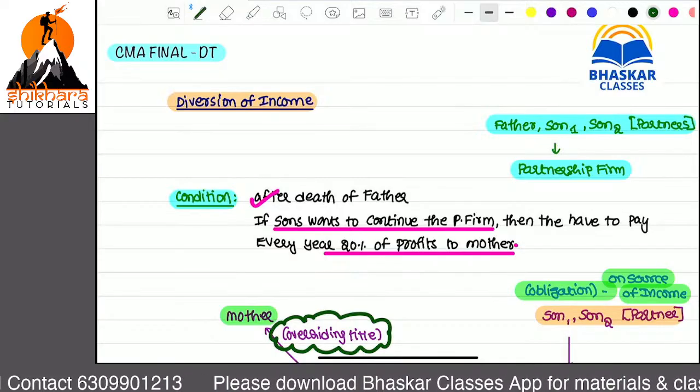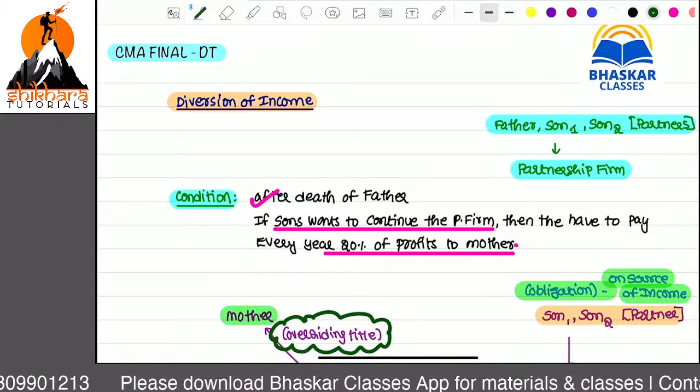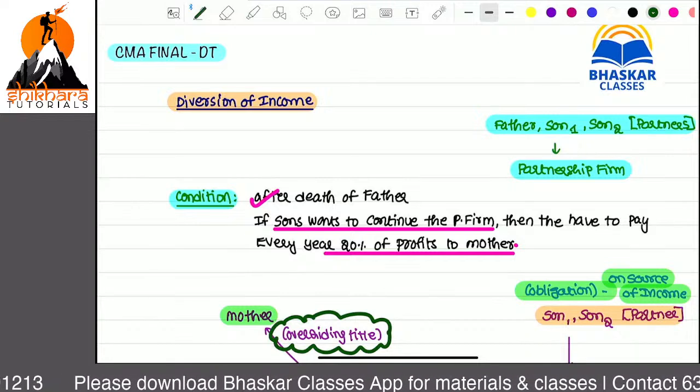Obligation on receipt of income means application of income. Obligation on source of income means it is a diversion of income.